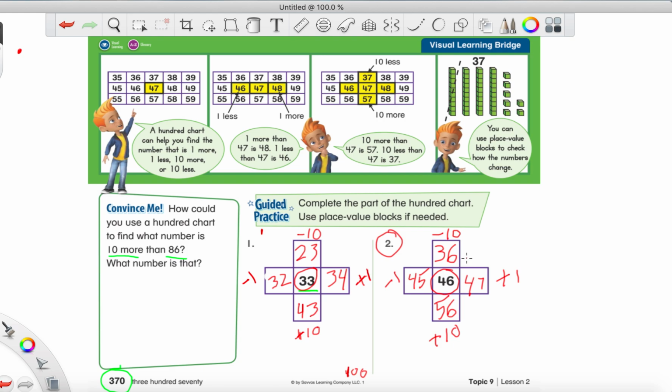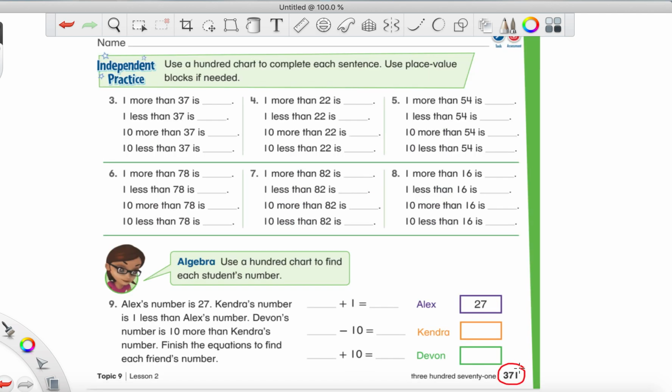Okay, you know what? Let's just do 1 more on our own, except for the answer this time. I'm not going to go through the 100 chart as thoroughly, okay? So let's go to number 3 on the next page. We're on page 371, the next page. And I would like for you to try number 3 on your own. This time they didn't give us those cool little plus signs to help us out. So the first one says 1 more than 37. The next one is 1 less than 37. We have 10 more than 37. And then 10 less than 37.